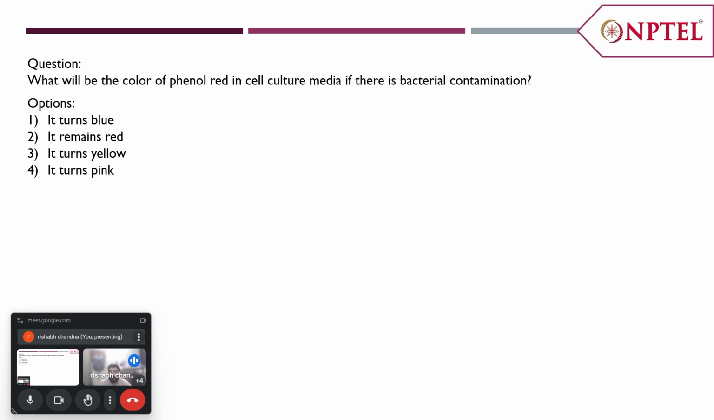What will be the color of phenol red in a cell culture media if there is a bacterial contamination? It turns blue, it remains red, it turns yellow, or it turns pink. What can be the correct answer? Okay. Any more answers?